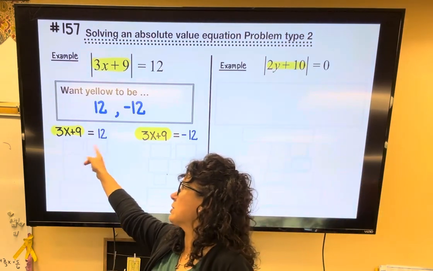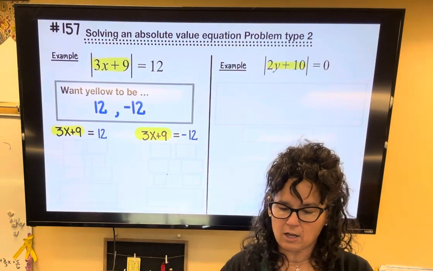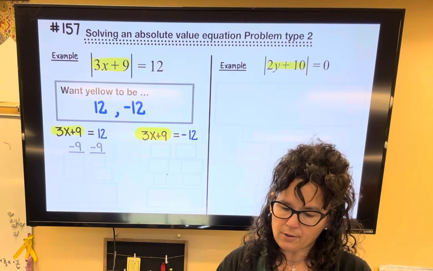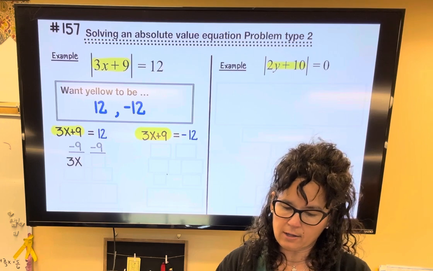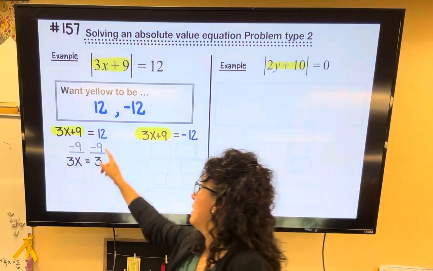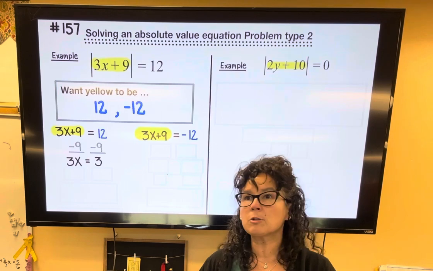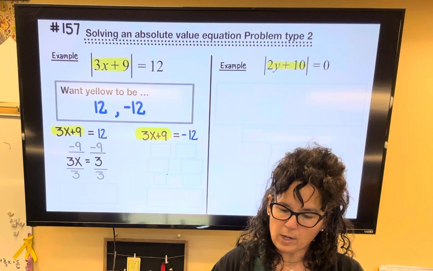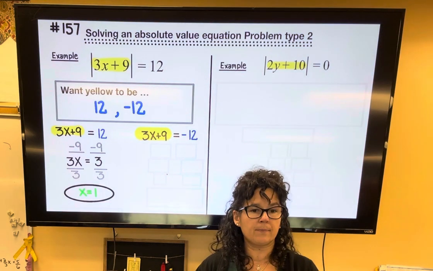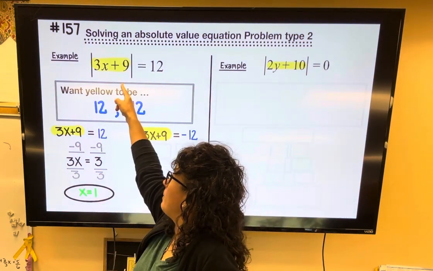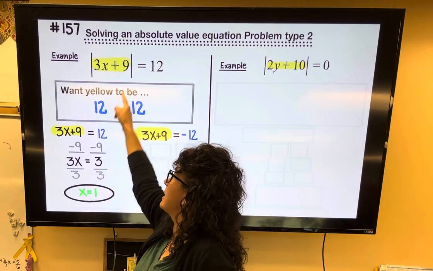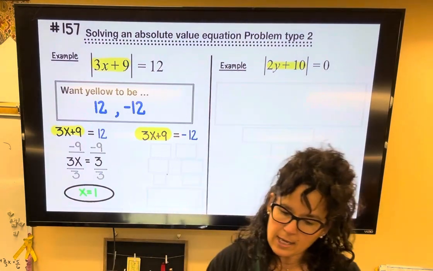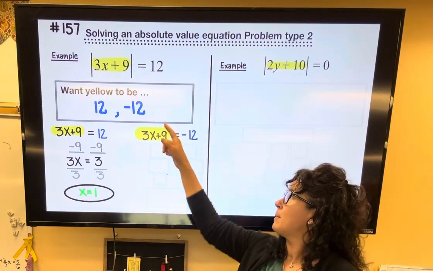So to solve that, I'm going to get the variable by itself by subtracting 9 from both sides, leaving me with 3x on the left equals, and then 12 minus 9 is 3. Get rid of the multiply by 3 by dividing by 3. And so we end up with x equals 1. So if I substitute 1 back in the original, the yellow turns into the number 12, and the absolute value of 12 is 12.